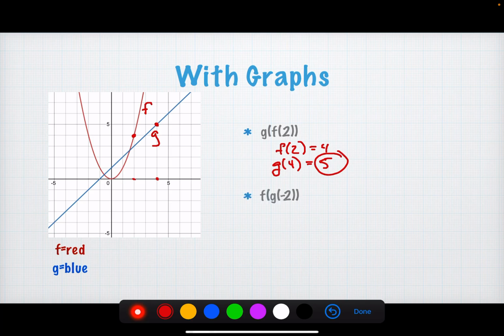One more. Say we have f of g of negative 2. Now I'm starting with the blue function. When x is negative 2, it looks like g is negative 1. So I'm going to have to figure out f of negative 1, because g of negative 2 was negative 1. Now I'm looking at my red function and asking, what happens when x is negative 1? It looks like y is 1. So f of negative 1 is 1. My final answer here is 1. So you're just plugging into one graph and then the other.